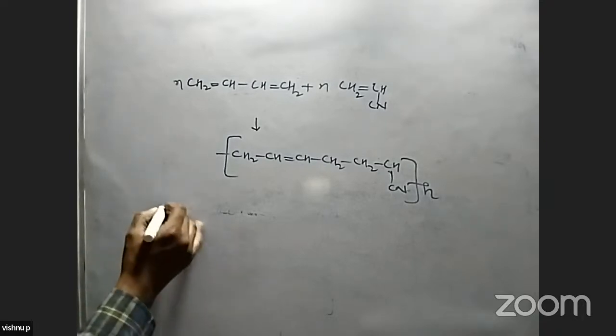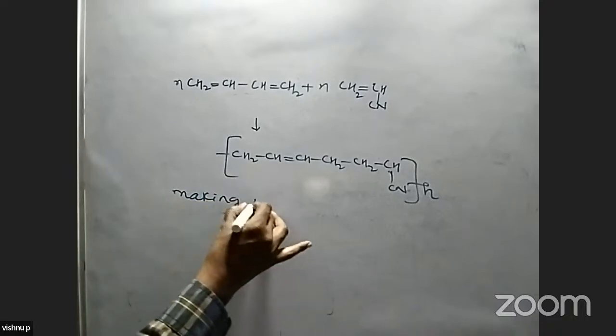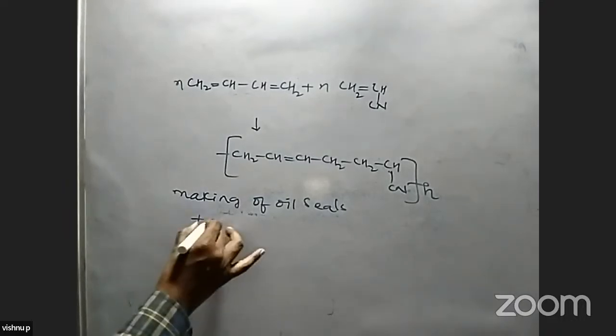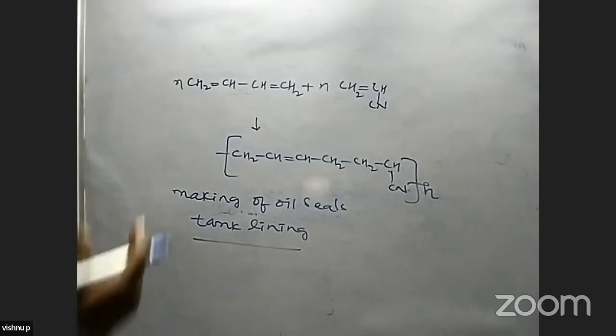What are the uses of this Buna N rubber? It is mainly used in making oil seals for engines. Oil cannot leak out of the engines, and it is also used for tank lining. That type of rubber is an example of Buna N rubber. Once again, in Buna N rubber, the monomer units are 1,3-butadiene and acrylonitrile.